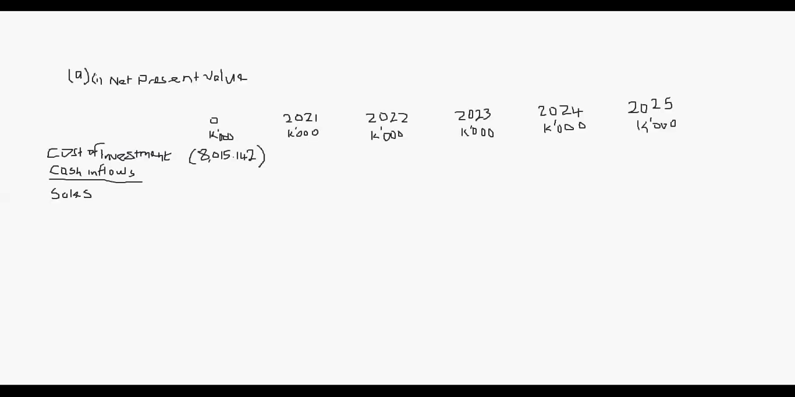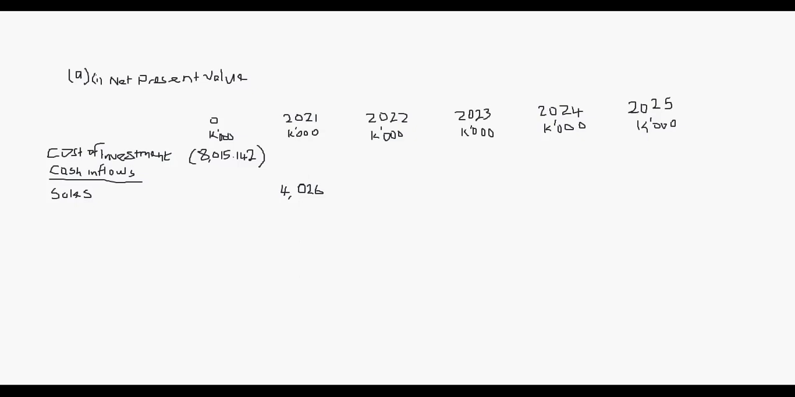Okay. So the first sale in 2021, we are saying we are going to sell 4,026,000 kwacha.